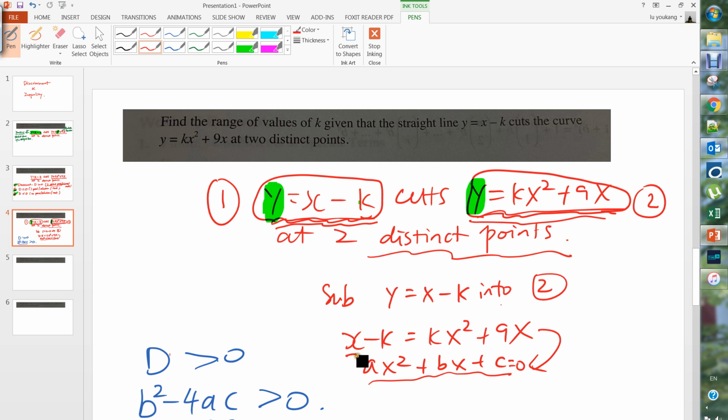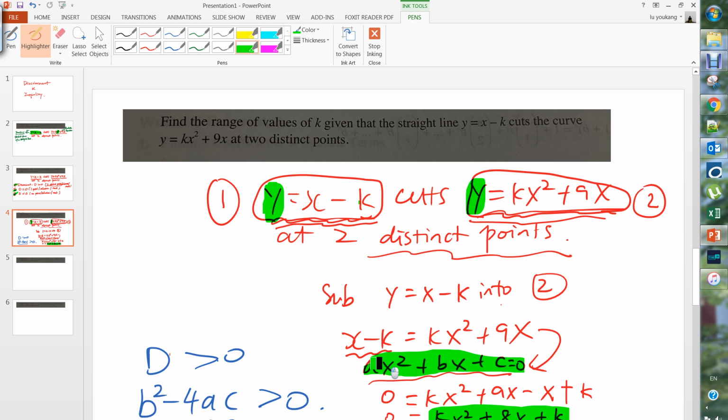You can actually move this whole thing to the right, right? And what do you get? You get kx squared plus 9x, and when you move the x over, plus x, you move it over, you get minus x, right? And then over here you have minus k, you move it over, you get plus k, right? So ultimately what do you get? You get kx squared plus 8x plus k. And right now you can actually compare this to the general form of a quadratic equation.